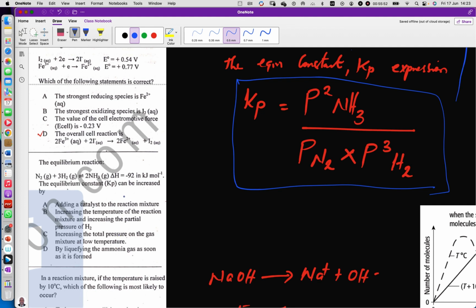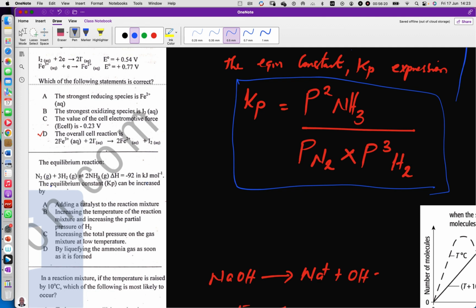if a system in equilibrium is subjected to any change, the system must react in such a way as to oppose the change. If we increase the pressure, what happens? Why do I talk of pressure? Pressure is very important because this is a gaseous reaction. Reactants and products are all gases.